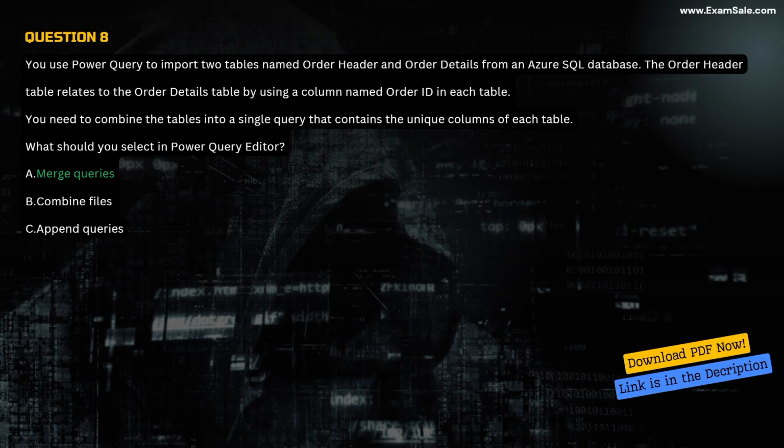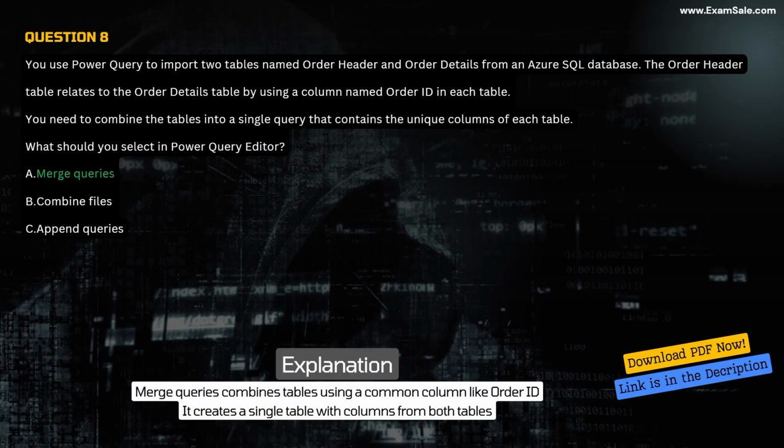Merge queries. Explanation. Merge queries combines tables using a common column like Order ID. It creates a single table with columns from both tables.